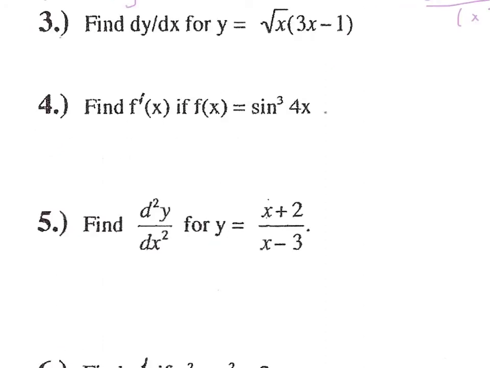In problem 3, to find dy dx, which is just the derivative of y, we can do two things. We could either use the product rule, or we can distribute the square root of x, which is really x to the 1/2, and differentiate each term. So I think it would be easier to distribute the x to the 1/2. So we get that y equals 3x, and it would be 1 plus 1/2, which would be 3/2, minus x to the 1/2.